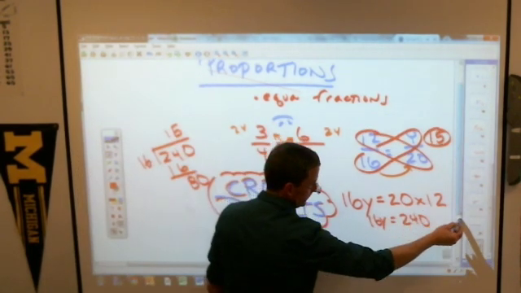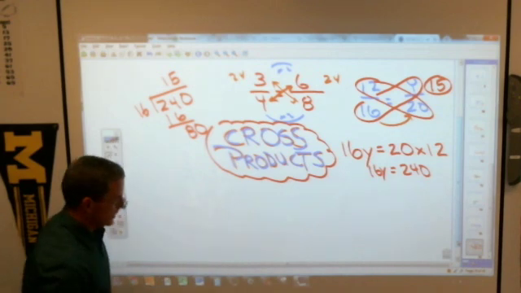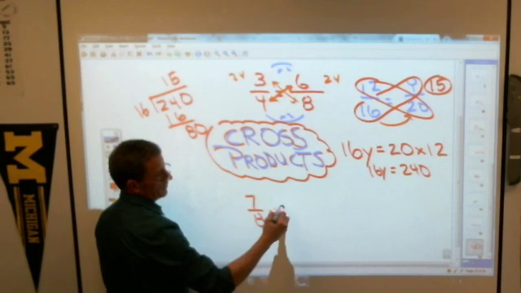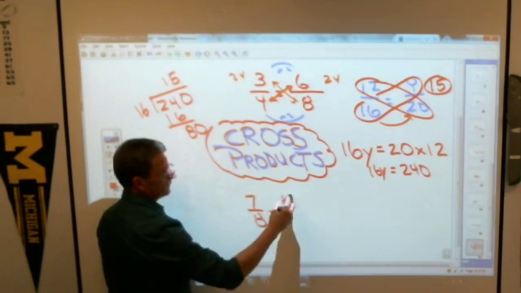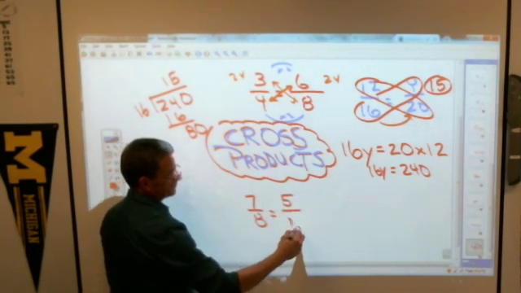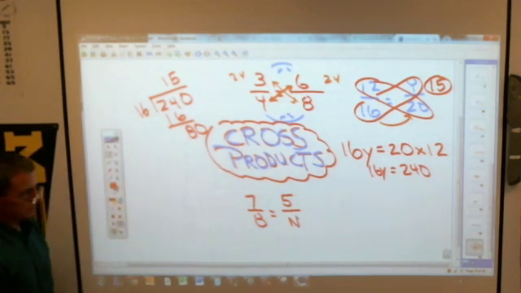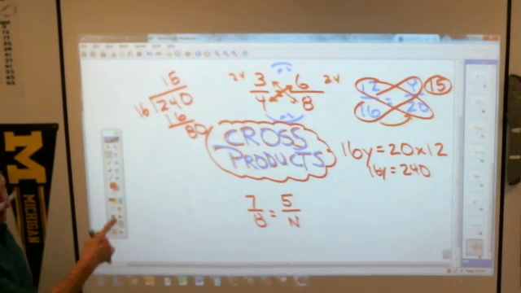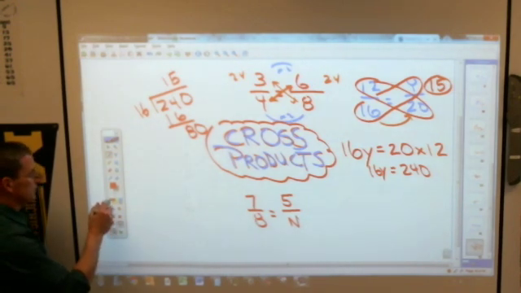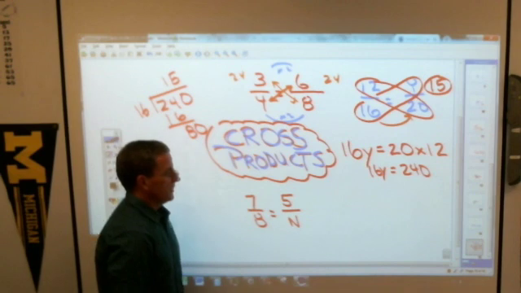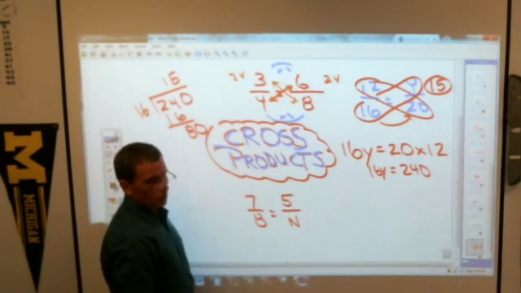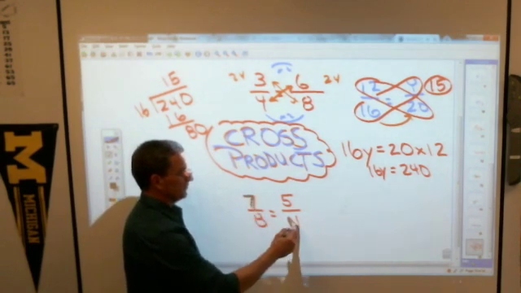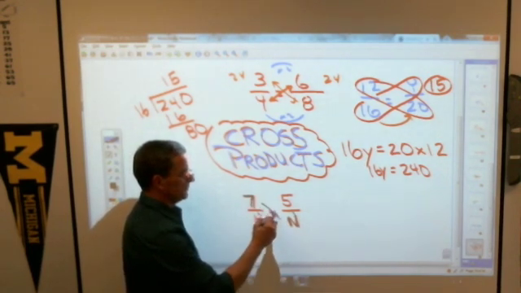Now, let me give you one, in case you're thinking I could do that easier. Something like this: 7 over 8 equals, I don't know, 5 over what number? Now, here's where things will get a little ugly, because this does not work out evenly. Even if you could have done that other one before, you won't be able to do this one. What am I going to do here? I'm going to use cross products. I'm going to multiply, and I always try to multiply the one that has the letter first, just because I like to keep that on the left side.